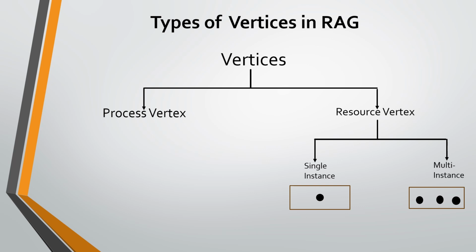Coming to types of vertices in RAG. Here, vertices are classified into two types. One is the process vertex and another is the resource vertex. The resource vertex is further classified into two types: single instance and multi-instance.